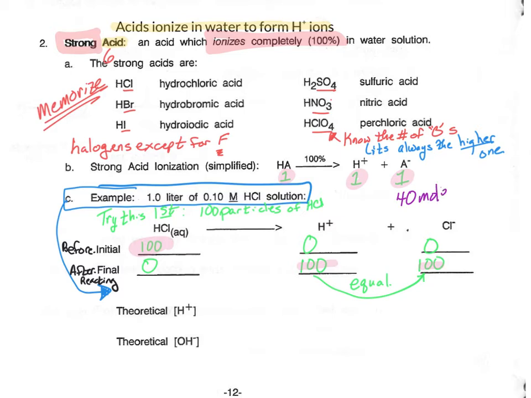What if we had started with 40 molecules instead of 100? That means that we have 40 particles of HCl to start with, and we have no hydrogen and no chloride. So what do we have afterwards? Well, if 100% reacts, we have no HCl left afterwards. All of it is turned into H+ and Cl-, which will now be the same number we started with, which is 40.